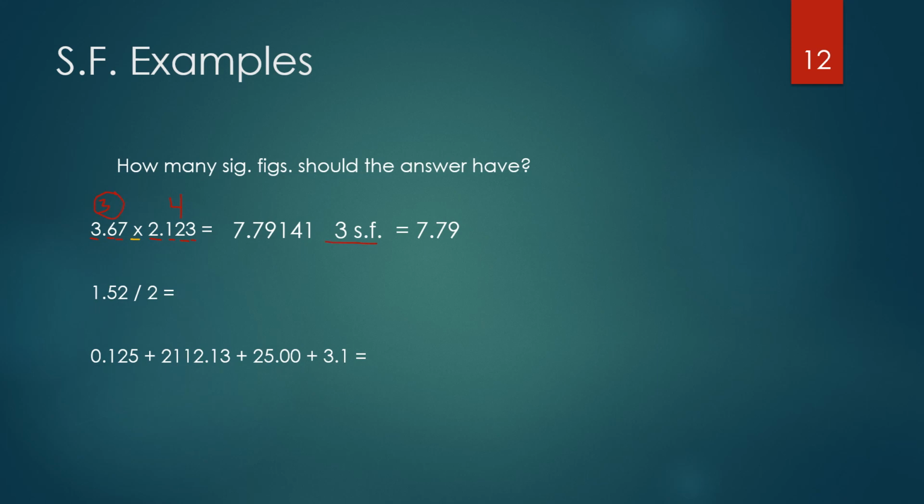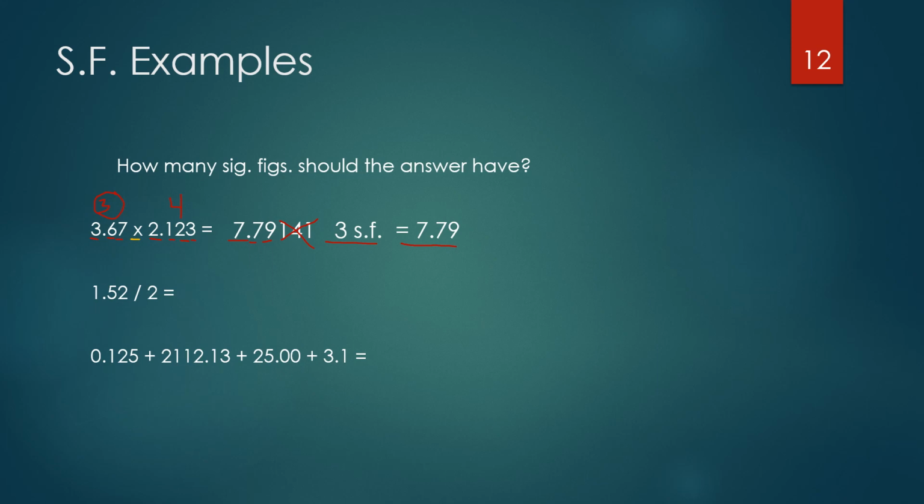So to do that, we're going to go ahead, start counting in the far left. 1, 2, 3. So those are the only 3 digits you want to represent. You do not want the rest of those. So the correct answer with the correct amount of significant figures is 7.79. Let's try the next one.